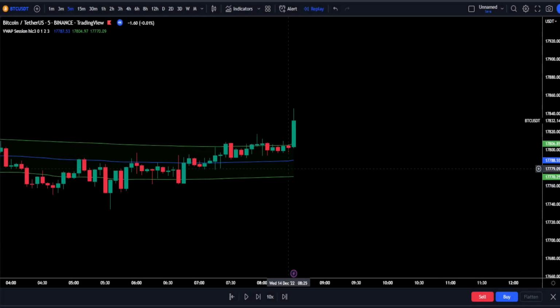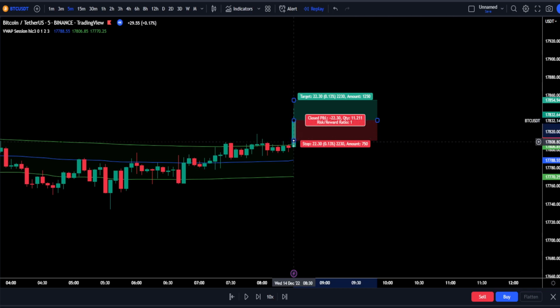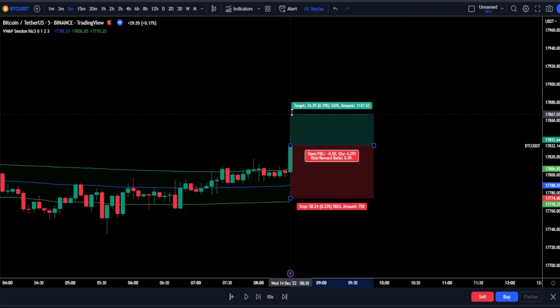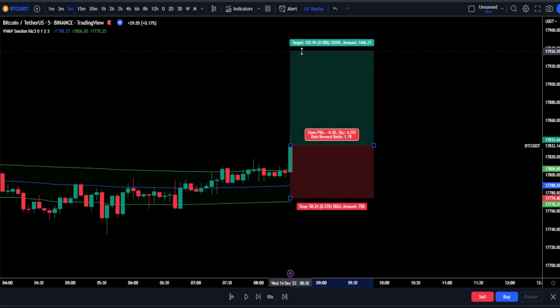We will enter into a buy position when the price breaks above our upper VWAP band. We will be placing our stop loss at the most recent swing low, and for the take profit target, we will be targeting 2 times the risk.